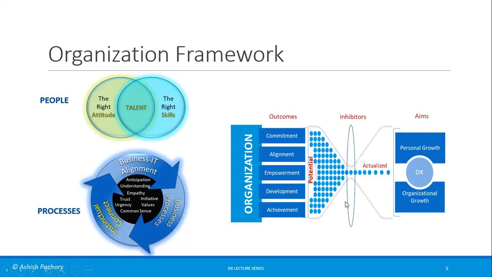So if you look at an organization from the context of an organization framework, what you expect from it is commitment, alignment, empowerment, development of the people, individuals, achievement orientation. So there's a lot of potential that we will have for doing all that. However, because of the inhibitors, that's the center circle that I have drawn, the actualized part of all these outcomes is very small. So one of the focus should be also to identify what the inhibitors are and how you can remove those bottlenecks in order to achieve both objectives, the personal growth of individuals as well as organizational growth of the digital enterprise, right? This is an important thing that one has to be conscious of.